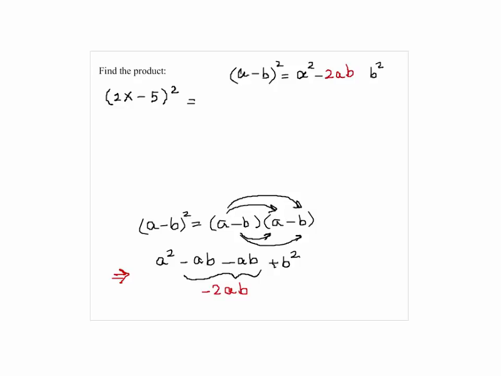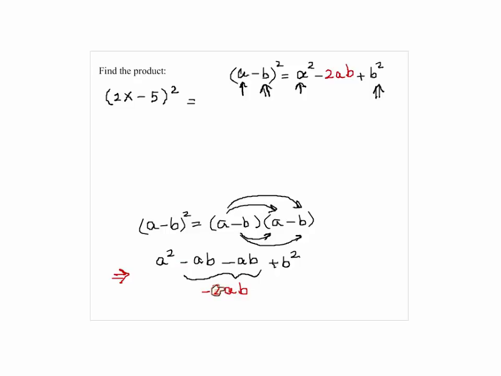If you have (a minus b) squared, it would be the first term squared, that's your first term, and then the second term squared, that's your second term. And then the middle term always would be minus 2ab. And you know why it's minus 2ab now? Because you would end up getting ab and ab. So minus ab minus ab gives you minus 2ab.